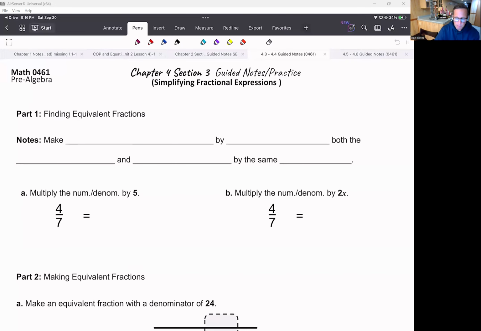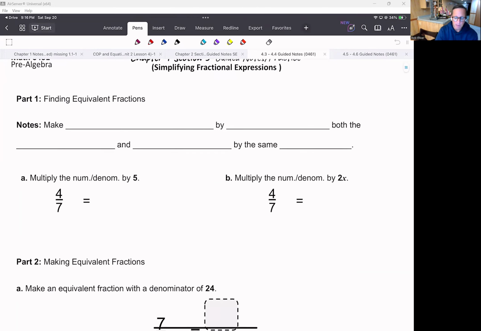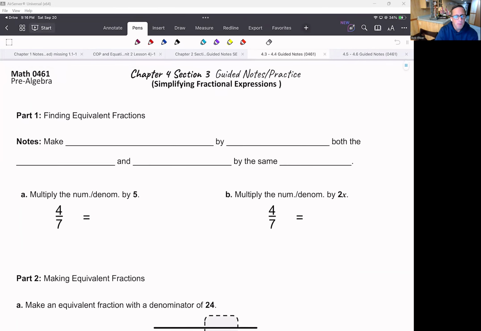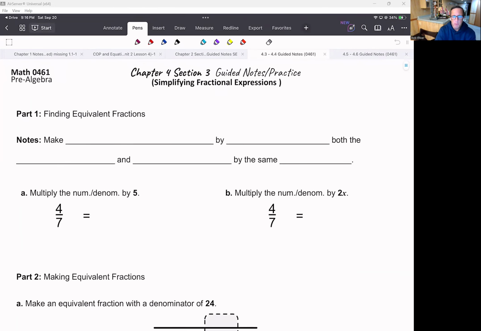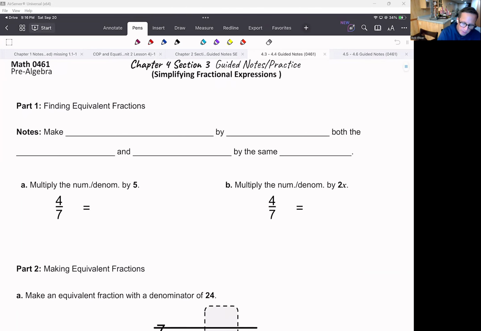Go ahead and start chapter 4, section 3, simplifying fractional expressions. Part 1, finding equivalent fractions. So we're going to make equivalent fractions. Let's start with this. Make equivalent fractions. You can do them a couple different ways, but we're going to kind of focus on one way first.